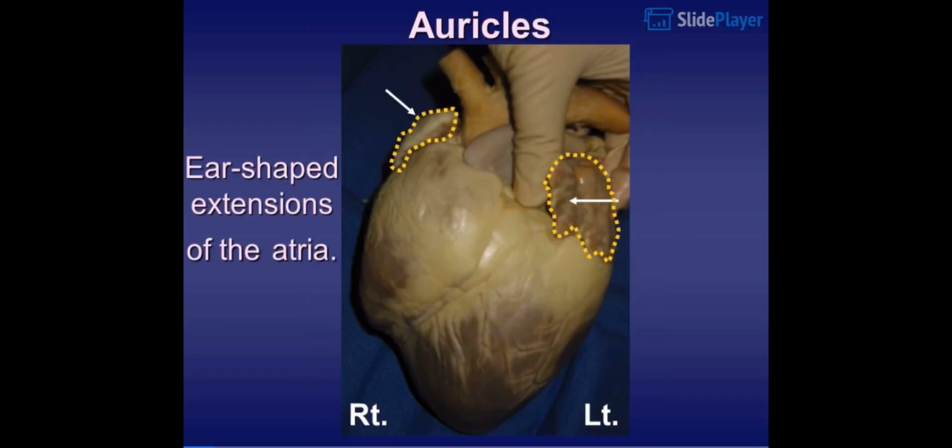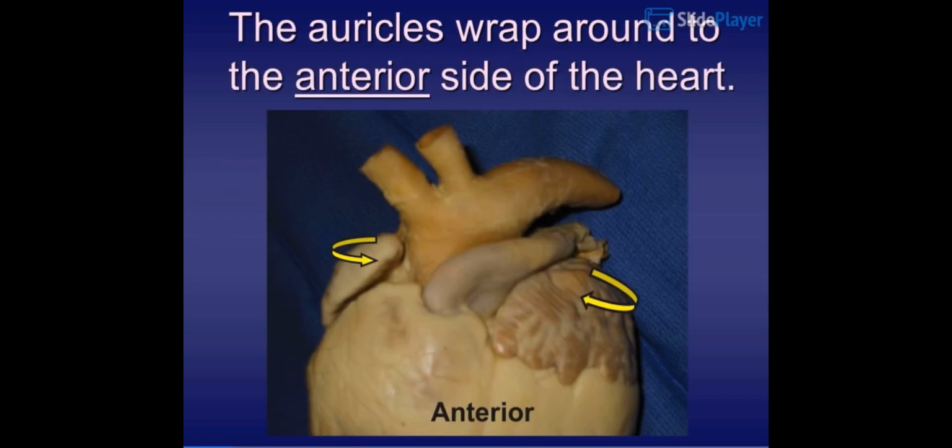Apex. Auricles. Ear-shaped extensions of the atria. The auricles are continuous extensions of each atrium. Occasionally this term is applied to the whole atrium. The auricles wrap around to the anterior side of the heart. A quick and easy way for students to determine the anterior side of the heart is to look for the directional wrap of the auricles.